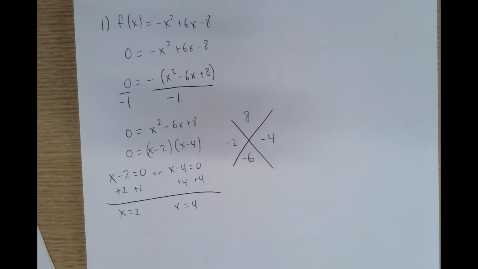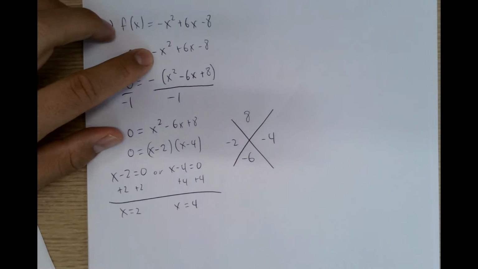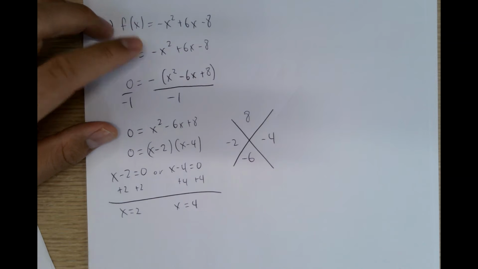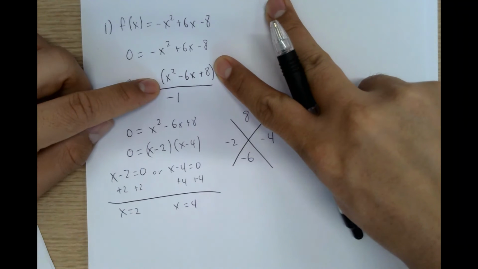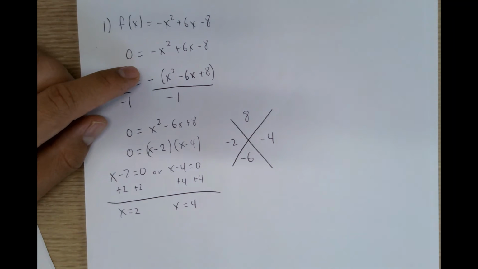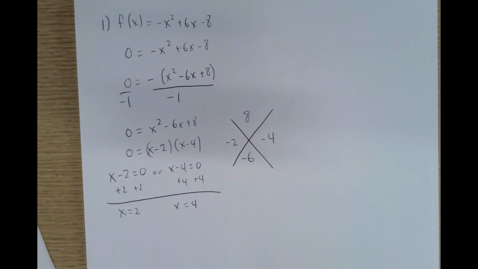Okay. Any questions so far? So again, the biggest step here that's different is that if you have a negative in front of your x squared, you're going to take out a negative from everything you have, and then you're going to divide both sides by a negative. Okay? That's the biggest change here.